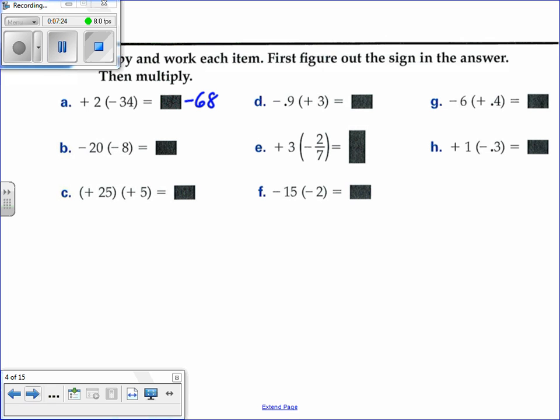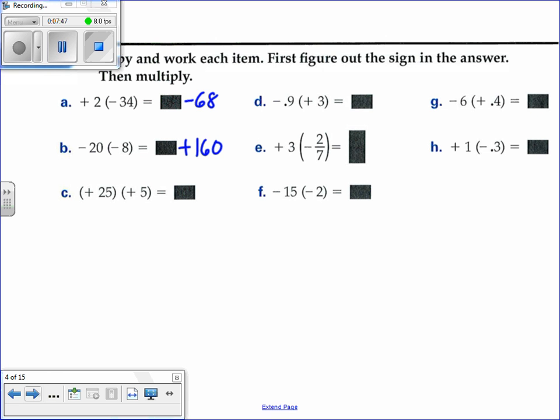Okay, when I look at B, I got negative 20 times negative 8. They are both negative. The signs are the same. So I know my answer is going to be positive. And then I look at 20 times 8, which is 160. So my answer is going to be positive 160.